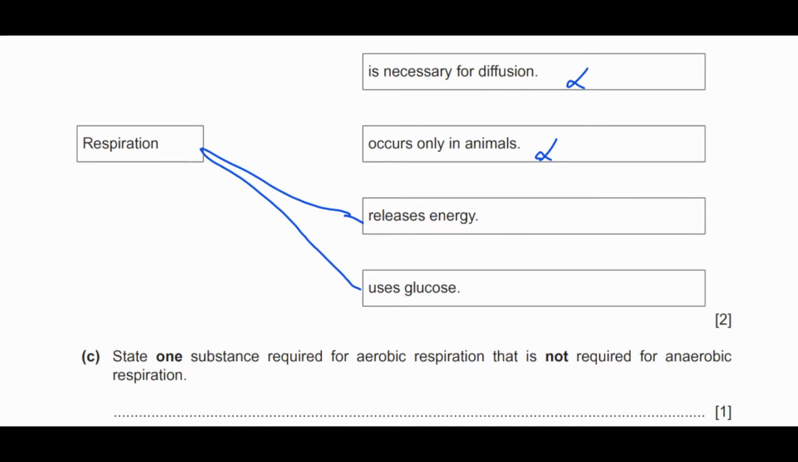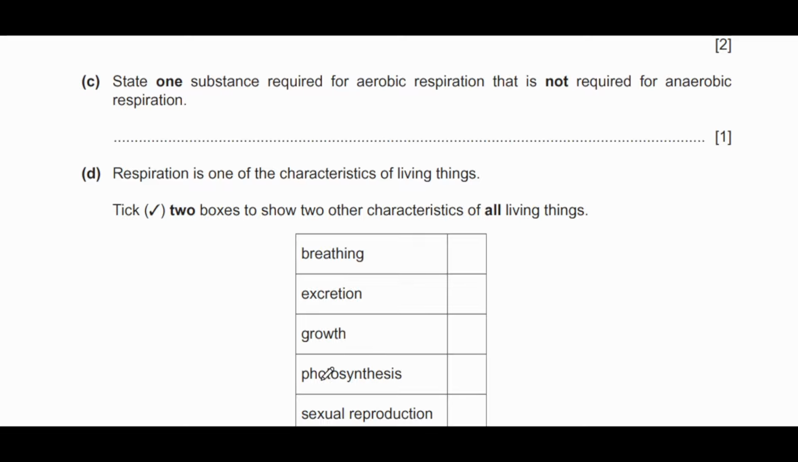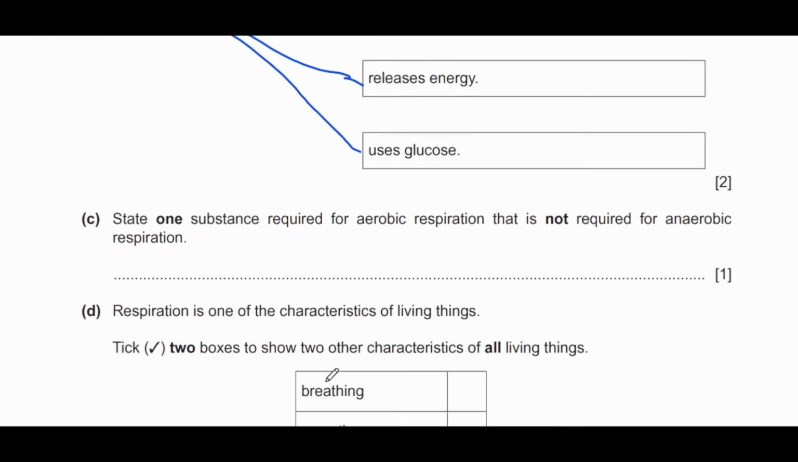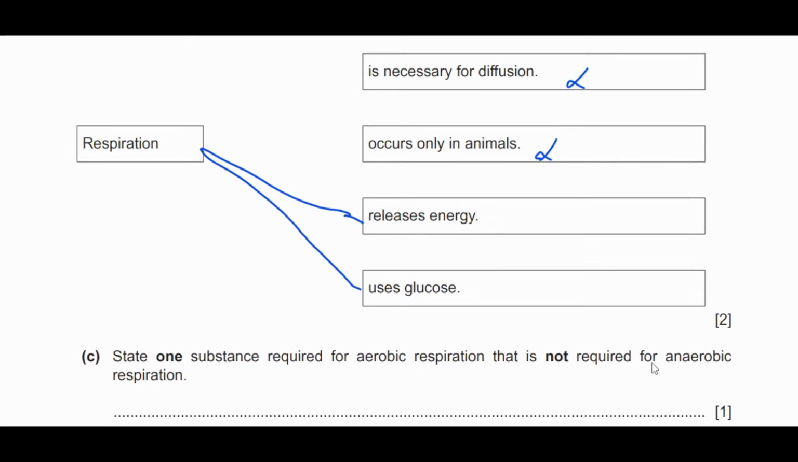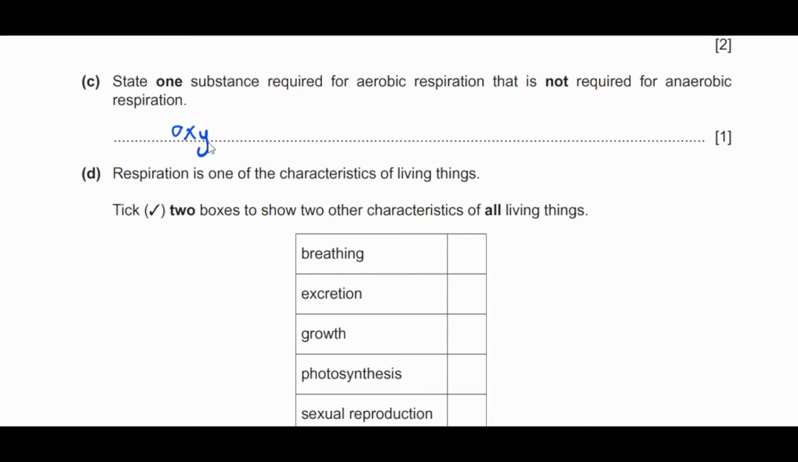Now, state one substance required for aerobic respiration that is not required for anaerobic respiration. So the difference between aerobic and anaerobic is the presence of oxygen.